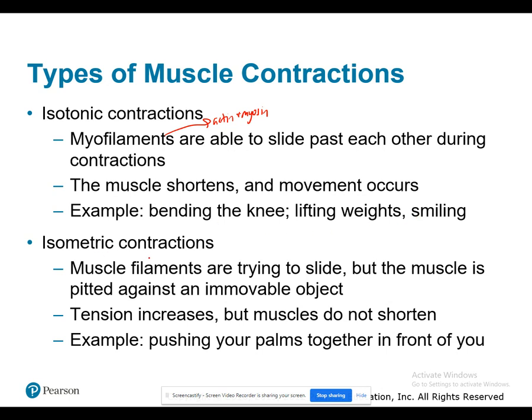Isometric contractions are a little bit different. Muscle filaments try to slide past each other, but the muscle is actually pitted against an immovable object, so while they're trying to slide past each other, they can't really shorten. Muscles are still working though. Tension increases, muscles are still working, the only difference is muscles are not shortening. A good example of this is if you take your palms and press them together in front of you as hard as you can, or if you press your hands against the wall and try to push, that wall's not going to move.